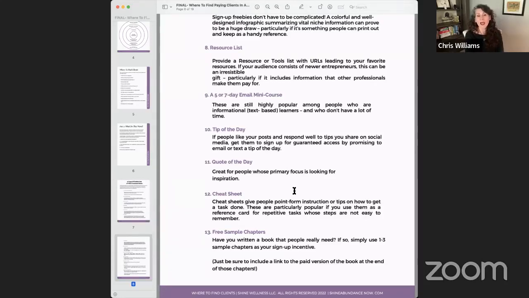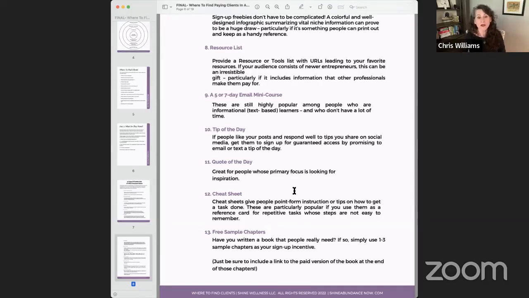You could do a tip of the day. So if people like your posts and respond well to tips you share on social media, you can also give them access to like a tip of the day. I know many people that'll be like, hey, this is your motivational tip for the day, or you could even do a tip of the week or something. Same thing with quote of the day or quote of the week, right? This is for people who are looking for inspiration.